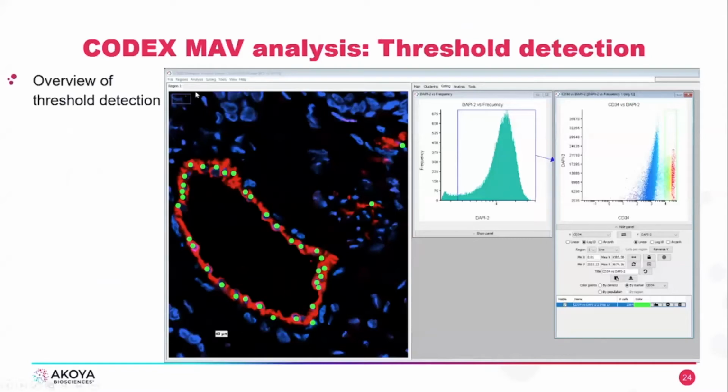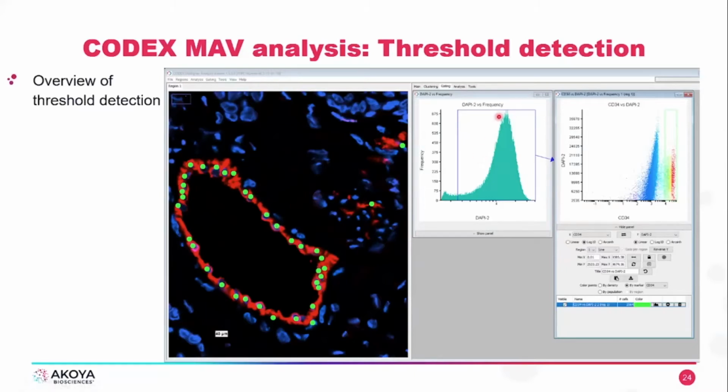So this is an example of Codex MAV where we're thresholding. You can see a couple of different things inside this slide. So first we see here that we have a tissue that's been stained with CD34 in red, and then I've detected where there's CD34 positive cells, and that detection is apparent because of the green dots, which are overlaying the cell nuclei. And so how were these green dots formed?